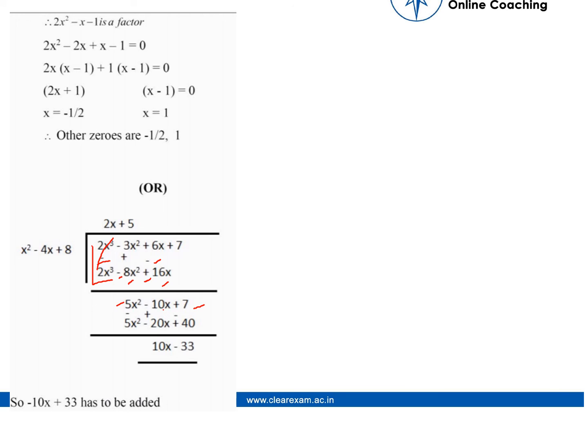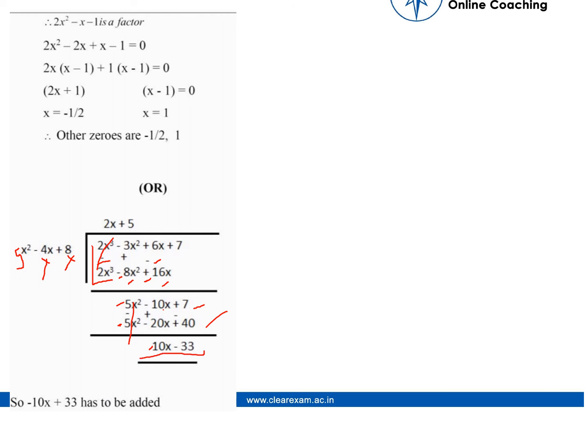Next we need to find the value so that the first term becomes 0. If we multiply 5 with x², we get 5x², and −4x into 5 is −20x, and 8 into 5 is 40. So this is the value we are left with. This will get cancelled out, and +20x − 10x is 10x, and −40 + 7 is −33.